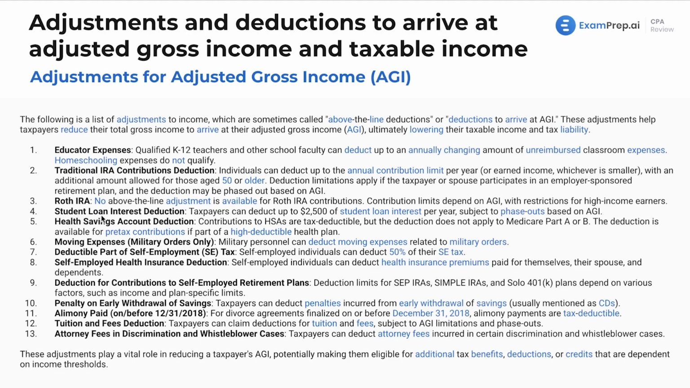The student loan interest deduction. Well, taxpayers can deduct up to $2,500 of student loan interest per year, subject to phase out based on AGI. We've got our HSA deduction. If you've got a high deductible plan through your company, get some health insurance. Contributions to these plans are tax deductible, but the deduction does not apply to Medicare Part A or B. The deduction is available for pre-tax contributions if part of a high deductible plan.